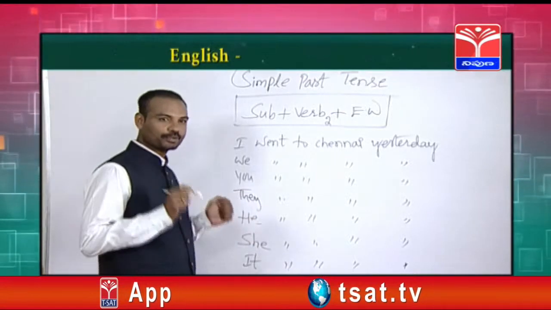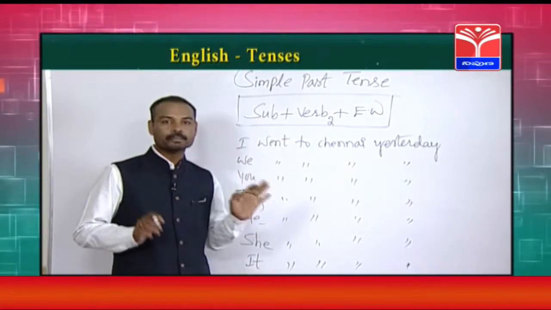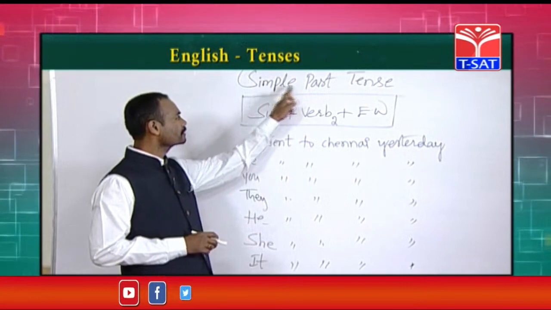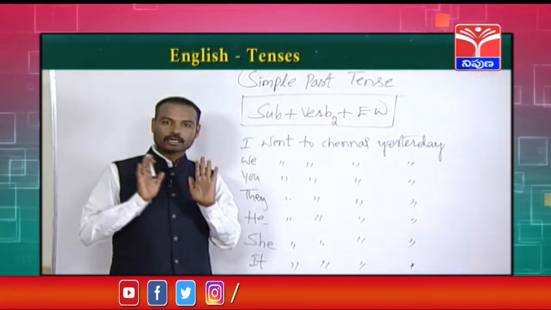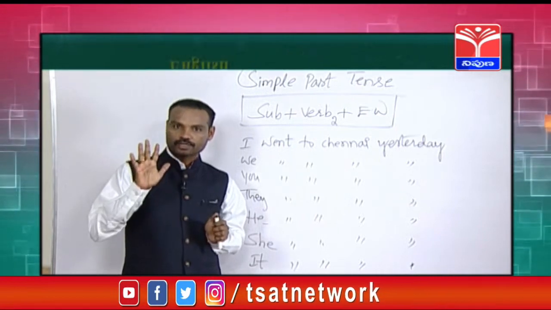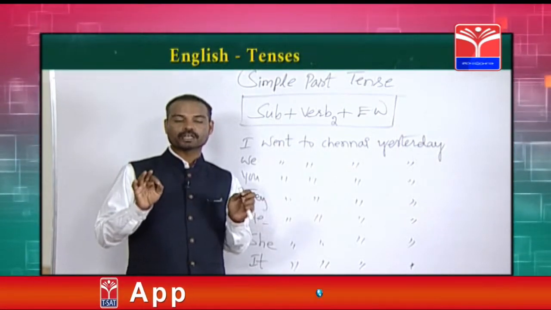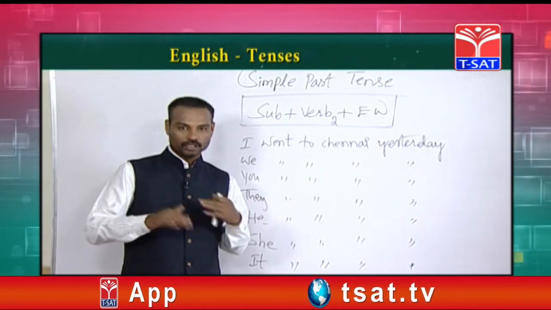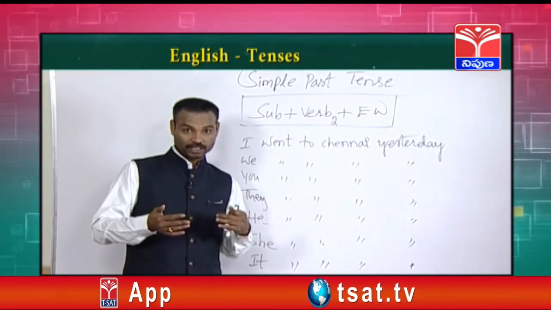Hi friends, in today's class we are going to learn simple past tense. Tense name is simple past tense. Now I am going to tell you the definition of simple past. The tense which is used to indicate an action which was completed at some time in the past is called simple past. Do you want me to repeat the definition of the tense once again?